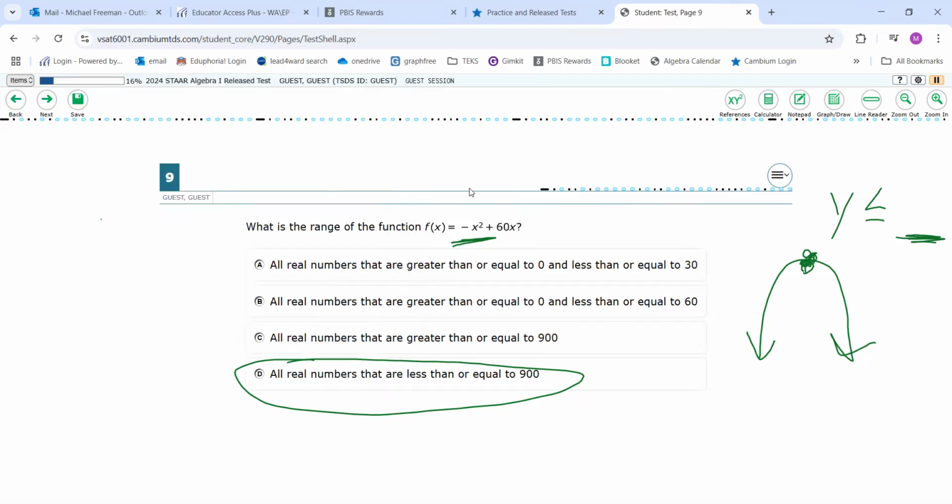That's why we had to know: if it's negative, it's facing down. So now I know the top is our vertex, and the vertex is the highest y, so all my y's are less than that.